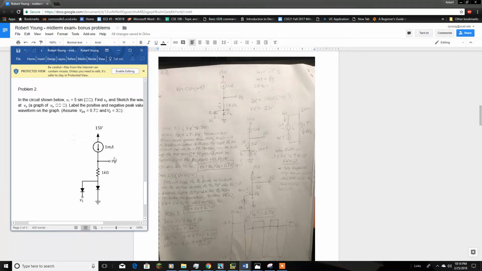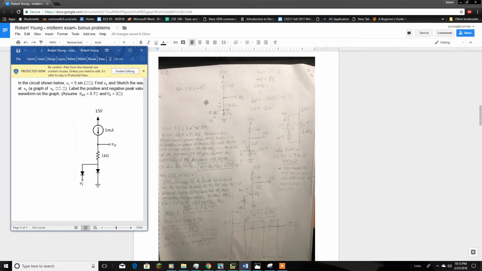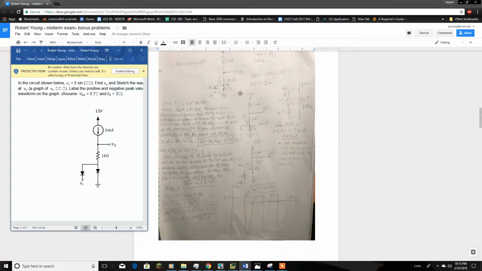Alright, to answer the second problem of the midterm redo, we have this circuit right here, and we're asked to find, for an input waveform of 5 sin(ωt) represented at this terminal, and graph the output waveform of V_out at this terminal when V_D0 is equal to 0.7.